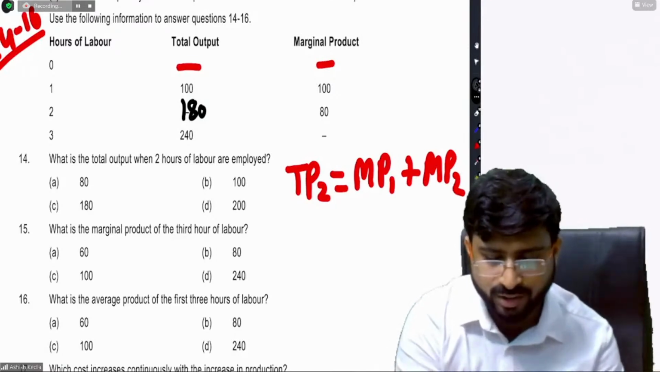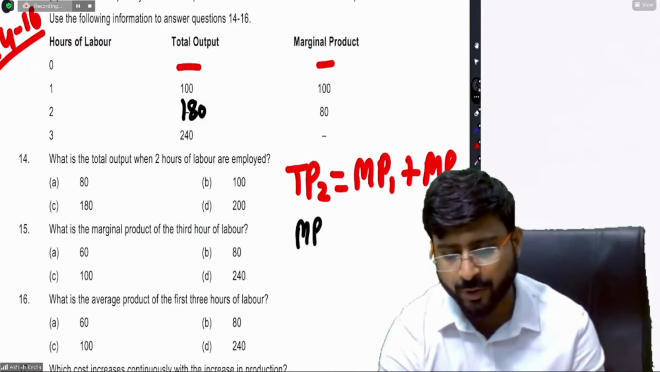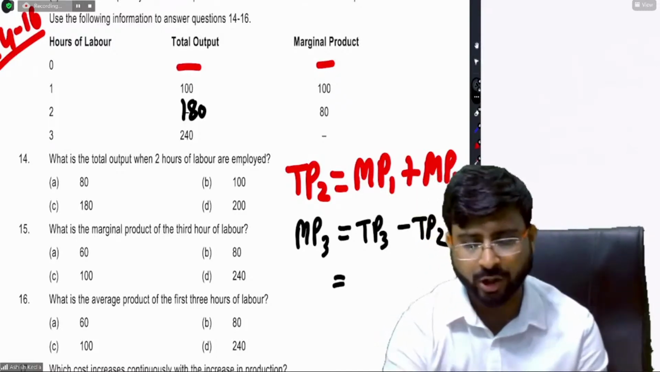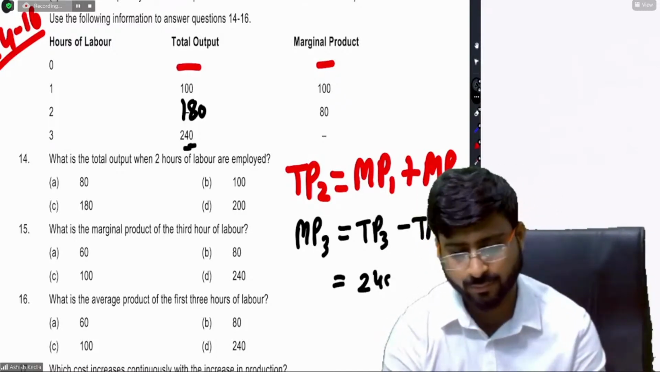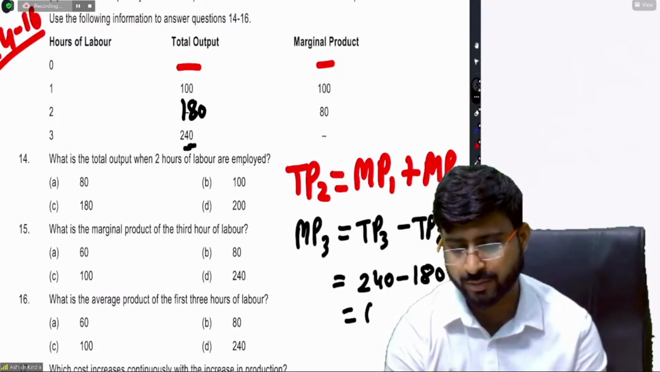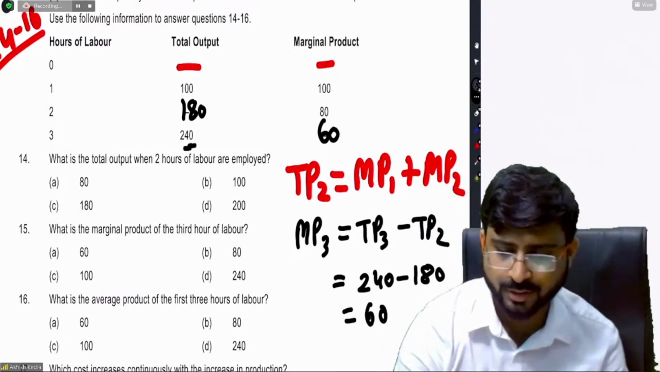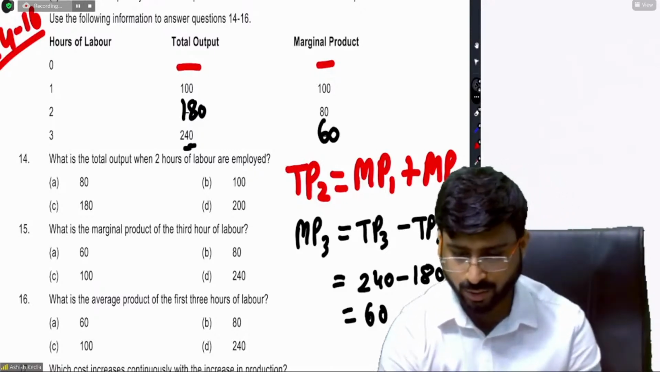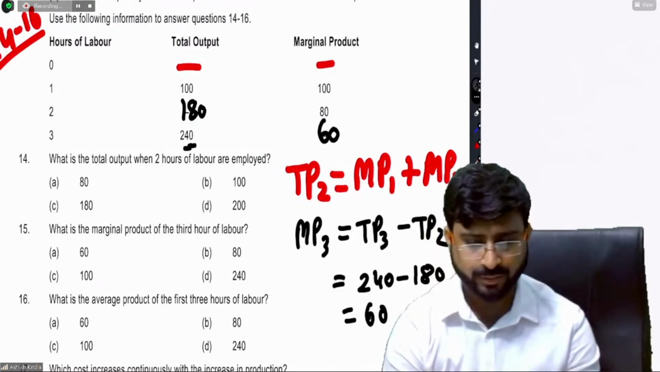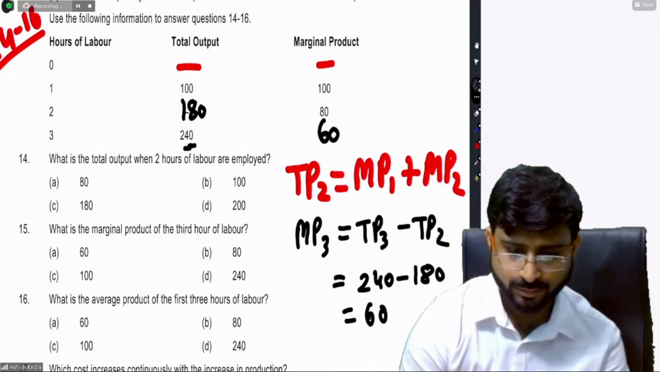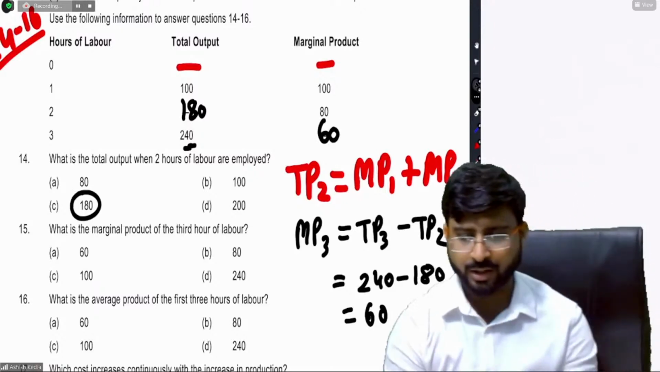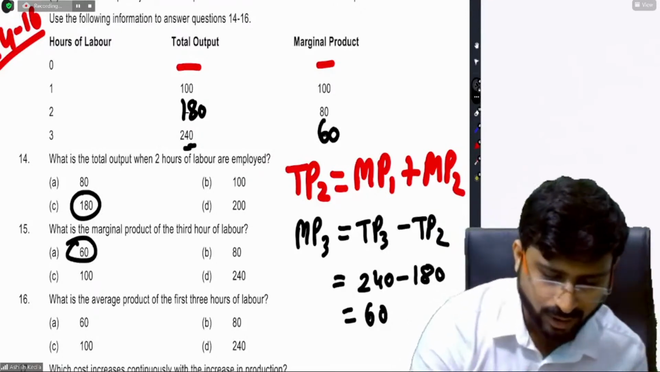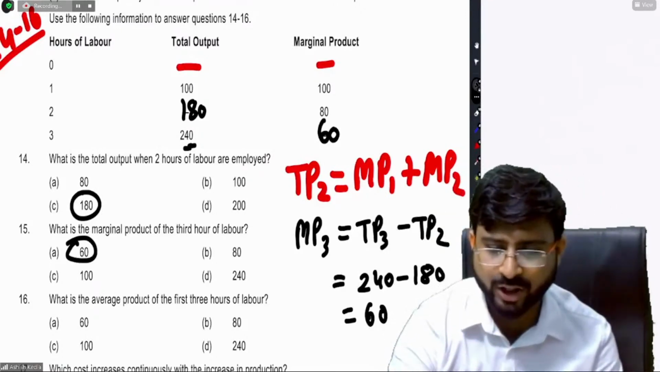Now what is the marginal product of the third? You all know marginal product of third means TP of 3 minus TP of 2. Yes or no? So TP of 3 is 240, minus 180, is 60. So from that perspective, the third unit gives 60.